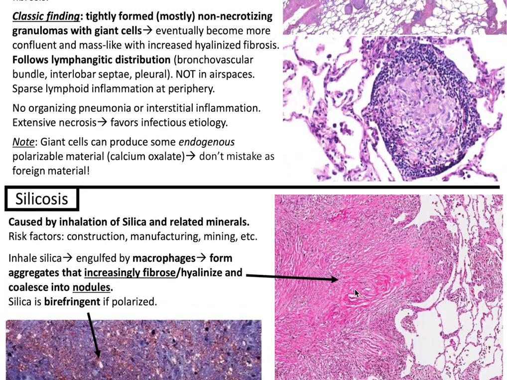Silicosis. This is caused by inhalation of silica and related minerals. Risk factors include those who work in construction, manufacturing, mining. The pathophysiology is the person inhales silica. That's engulfed by macrophages, and that forms aggregates that increasingly fibrose, hyalinize, and coalesce into nodules. Silica is birefringent if polarized.